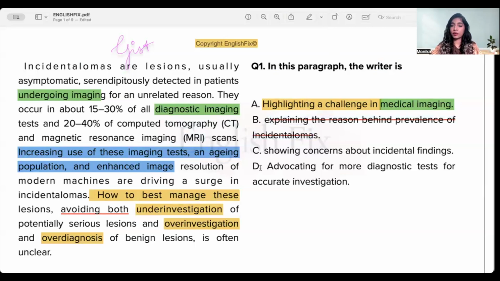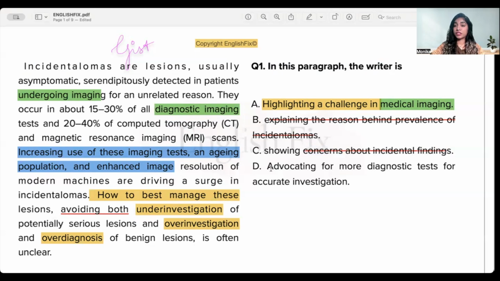Let's look at answer option C now. Showing concerns about incidental findings. Incidental lomas are definitely accidental findings, or in other words, incidental findings. So that's not wrong. But the writer is not showing concerns regarding the incidental findings. Rather, the writer is showing concern about the fact that we do not know how to manage these. We don't know what to do about the medical imaging that is leading to this diagnosis. So the focus is more on diagnosis rather than the result of it, which is why the writer is definitely not showing concerns regarding these, and I'm not going to select it as an answer.